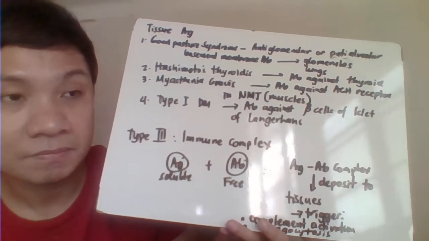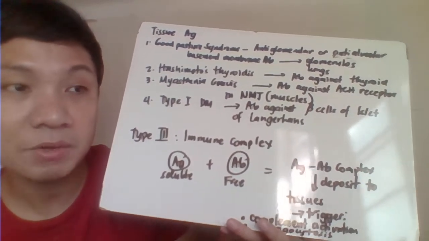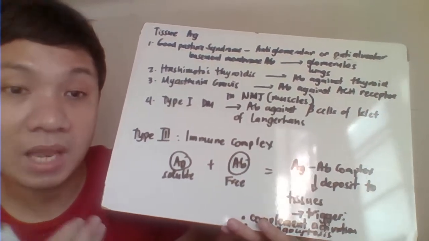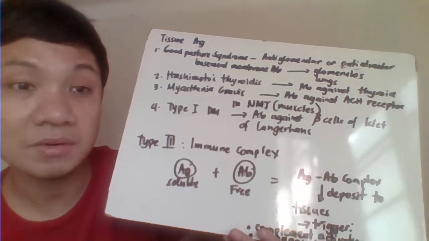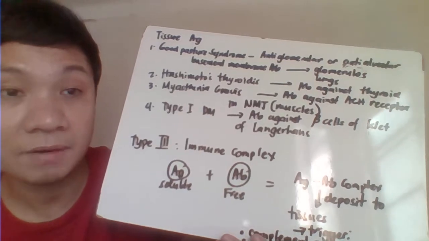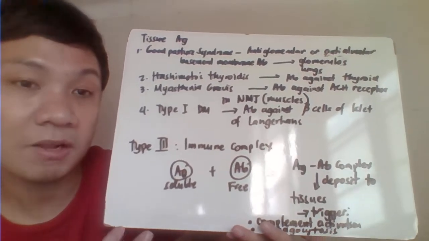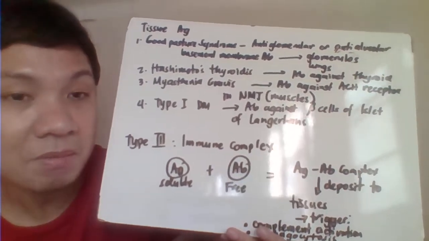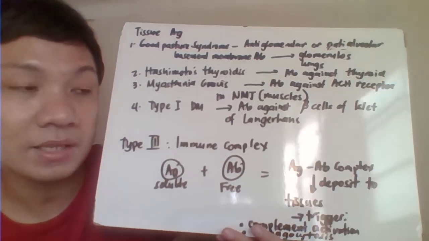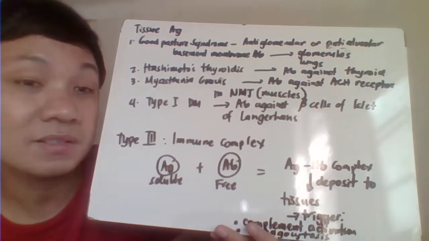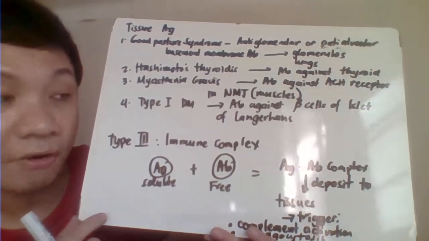So wherever the immune complex will be deposited, it will activate your complement, activate your phagocytes, and it tries to result in the disruption of the removal of your antigen antibody complex, and at the same time also triggers damage to the tissues where your antigen antibody complex is being deposited, as with the action of your complements and your phagocytes.